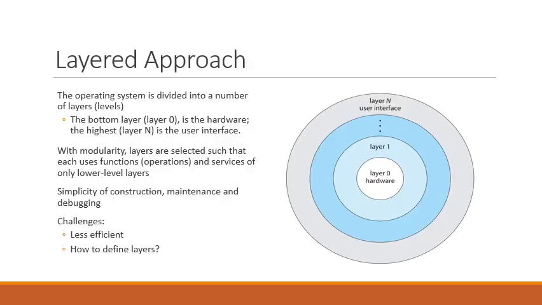In layered approach, operating system is divided into a number of layers or levels. Operating system services and functionality is spread onto different layers. As you can see in this figure, the system has been broken into different layers. The innermost layer, or the layer 0, is the hardware layer, whereas layer N is the user interface layer. Everything in between the layer 0 and the layer N is the operating system.